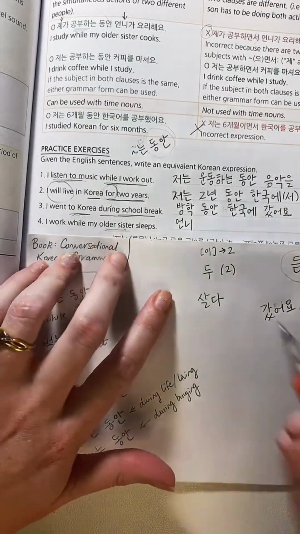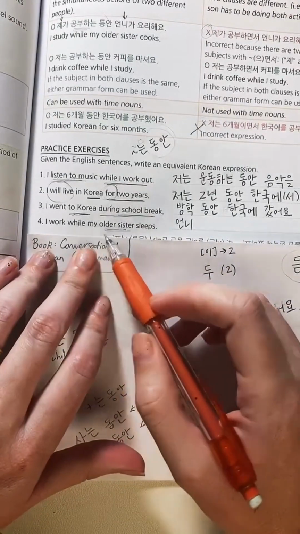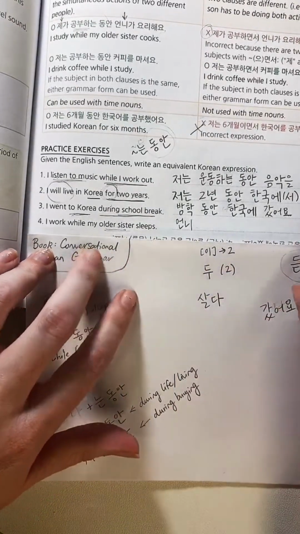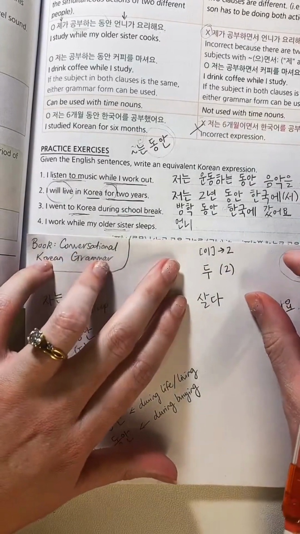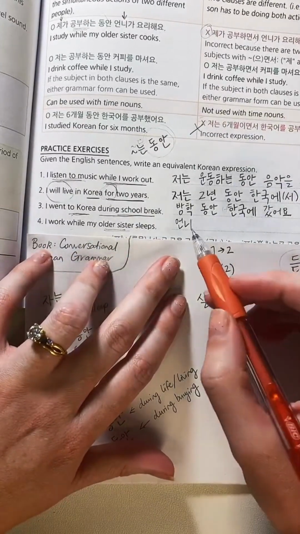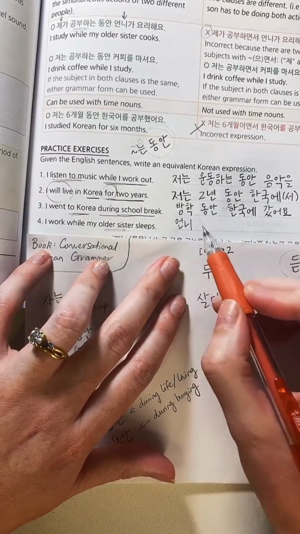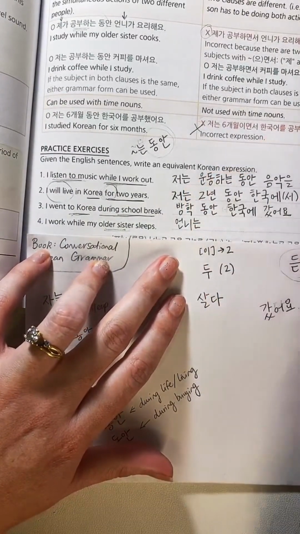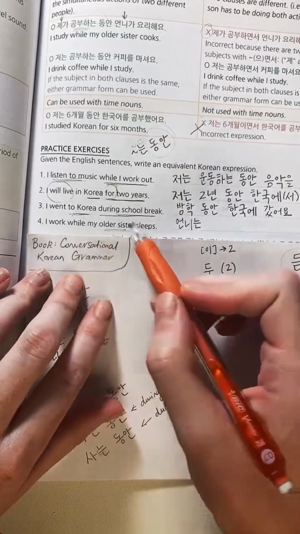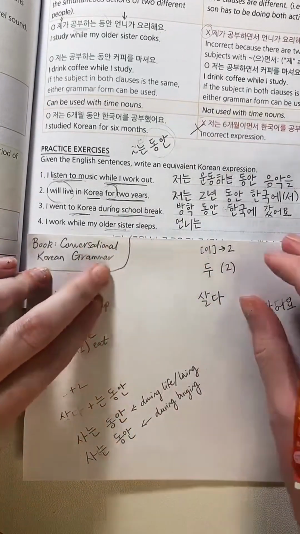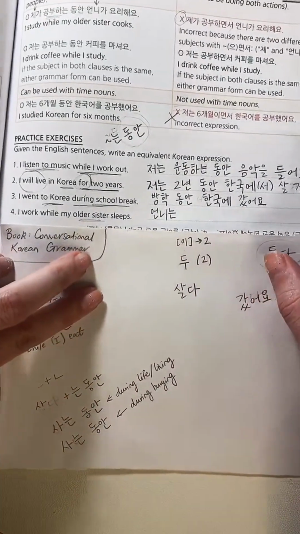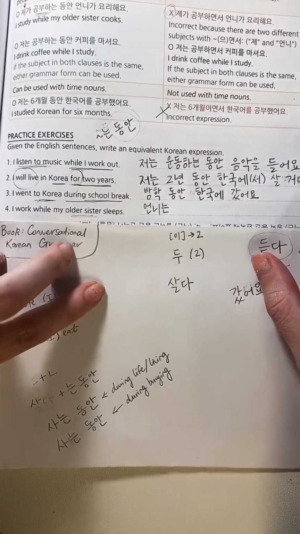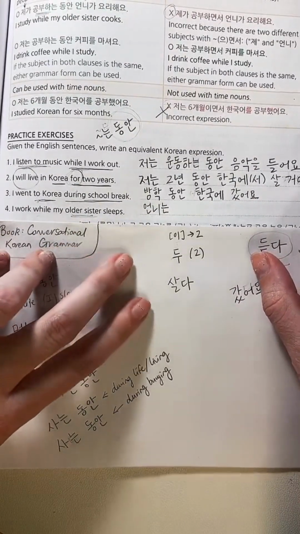All right, so how do we say while my older sister sleeps? First up, let's put a particle here. We'll put the 는 particle because we're going to be using two contrasting subjects. 언니는 자는 동안. Yeah, good job. I see people saying that already.